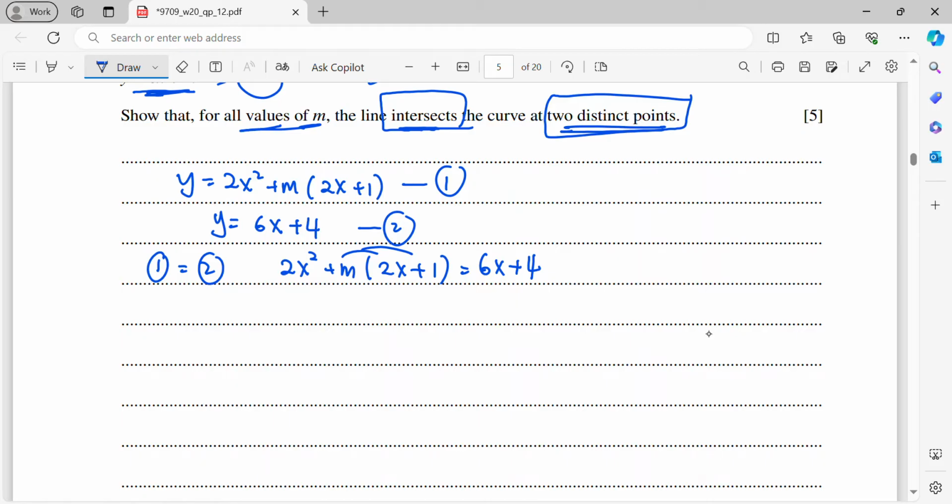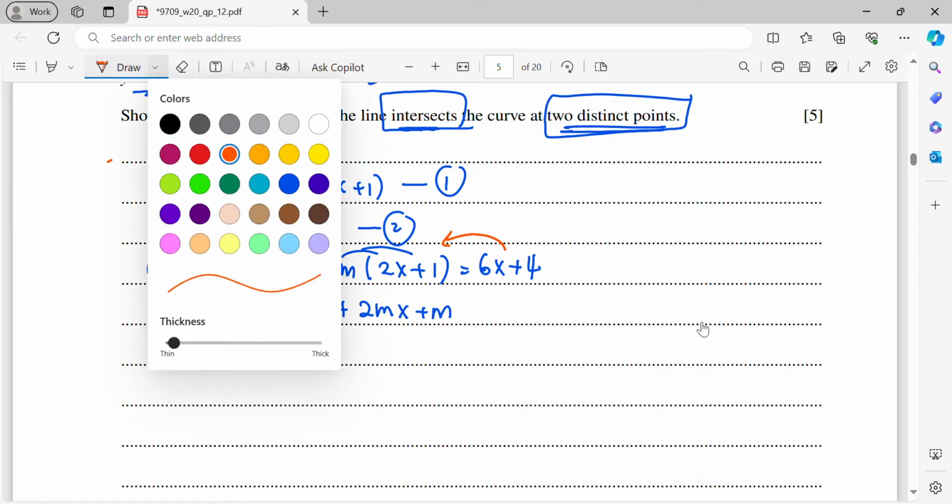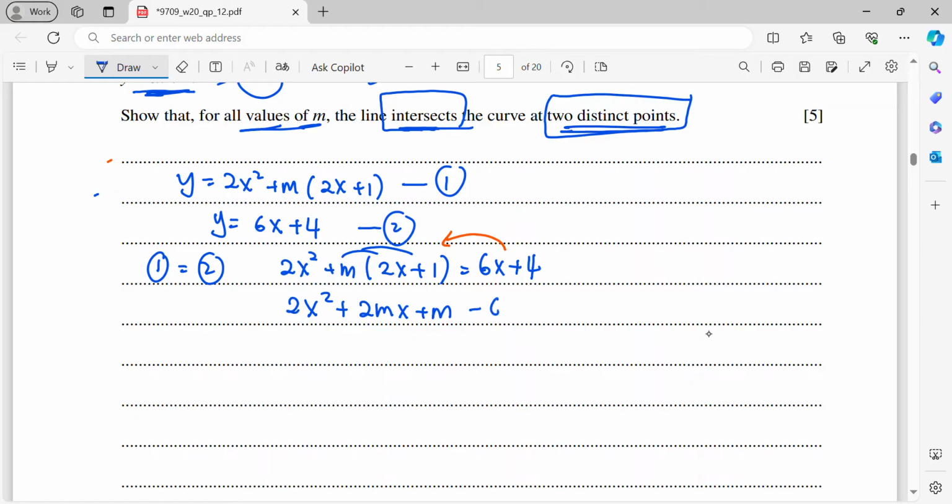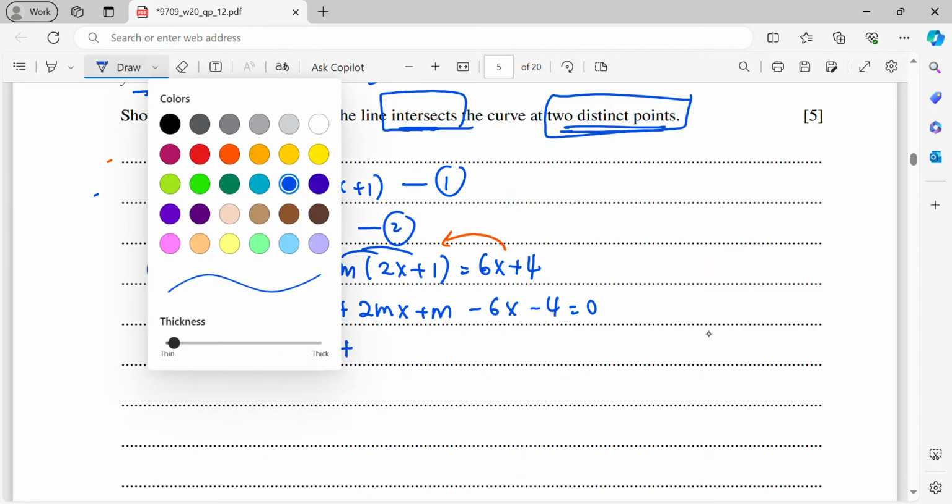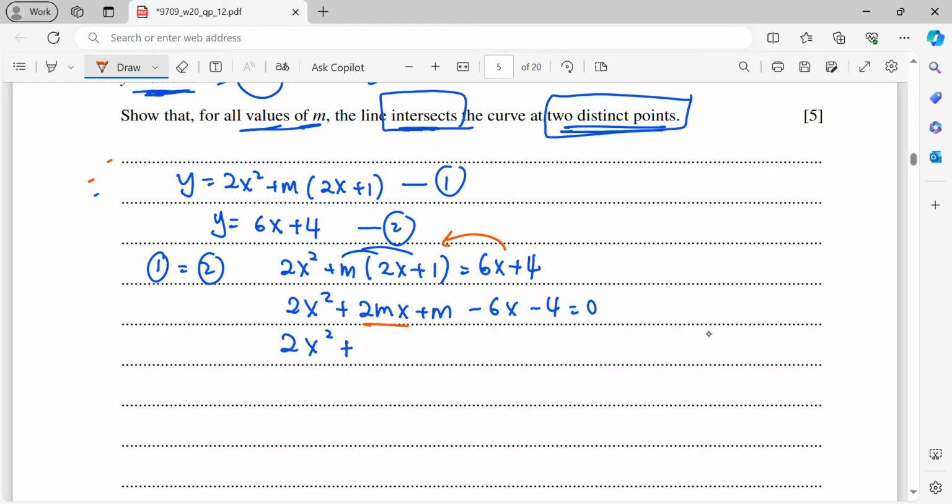which is in the form of ax squared plus bx plus c. So it will be 2x squared plus 2mx plus m. Then for the terms on the left side, just move to the right, and for the terms on the right side, just move them to the left side. So here I will be getting minus 6x minus 4 equals 0. And now I rearrange. Okay, so 2x squared plus, combine the term with the x first.